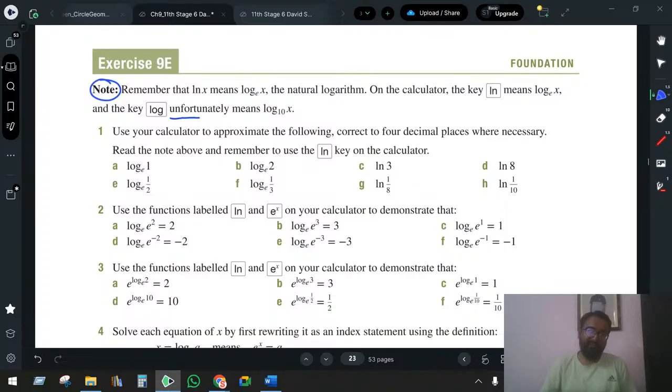Unfortunately, mathematicians don't like this convention. So it is unfortunate. Okay, no problem. Engineering is also mathematics only.